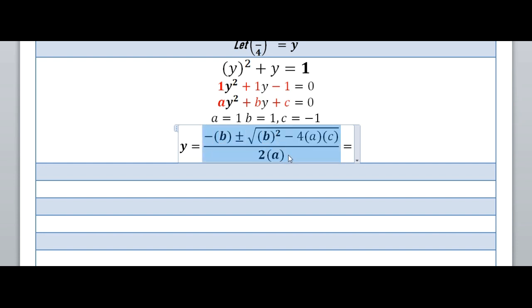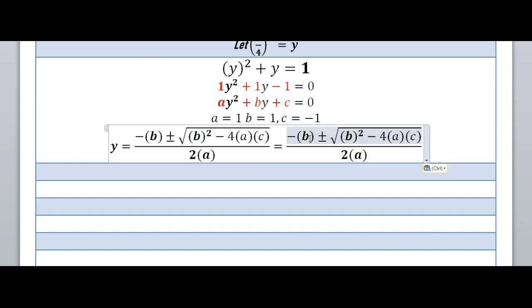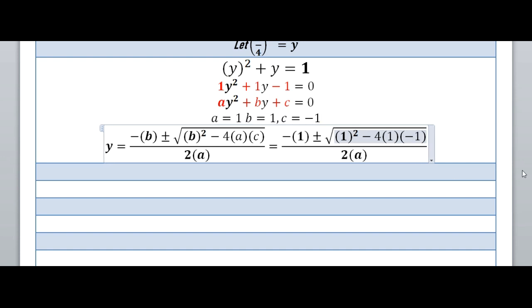Now I copy this equation where there is b, and put the value of b. Remember, the value of b we found here is 1. So where there is b, I put 1. Then a we found is 1, so where there is a, we put 1. Where there is c, we found -1. Then where there is a, you put the value of a we found, 1. Now this is the equation we simplify further.